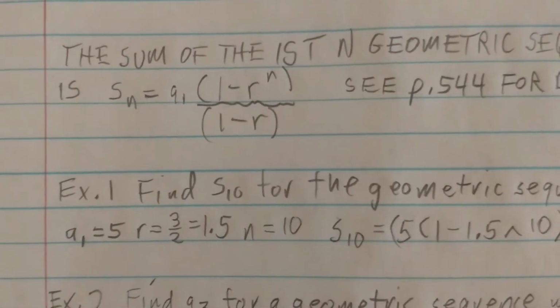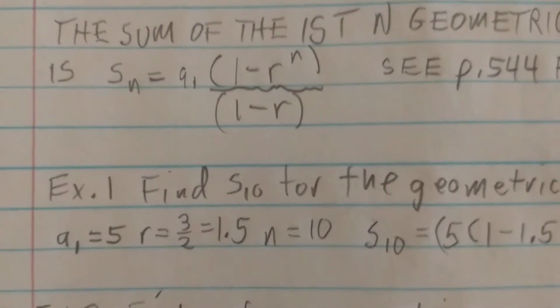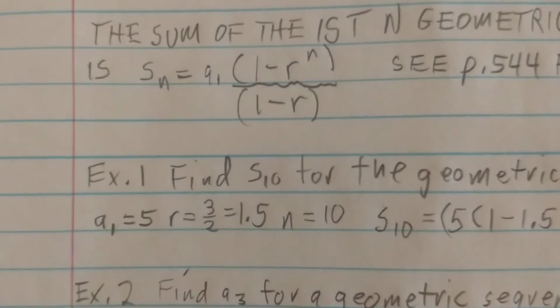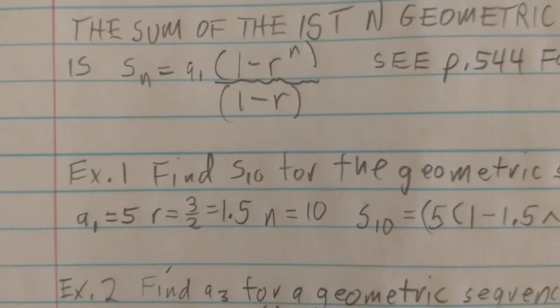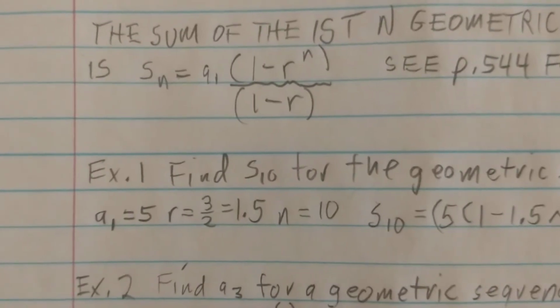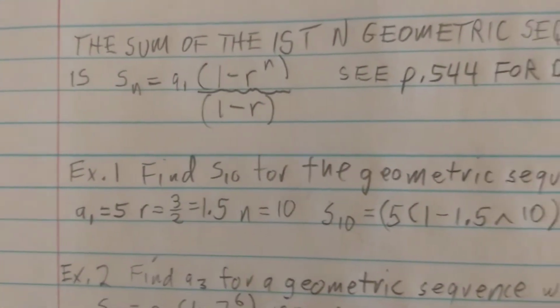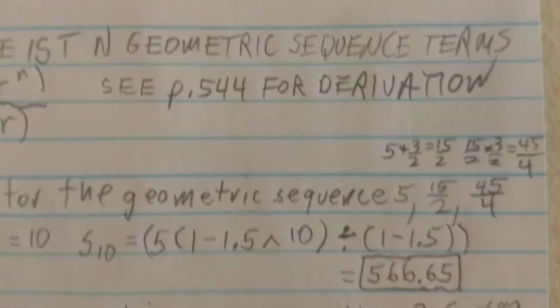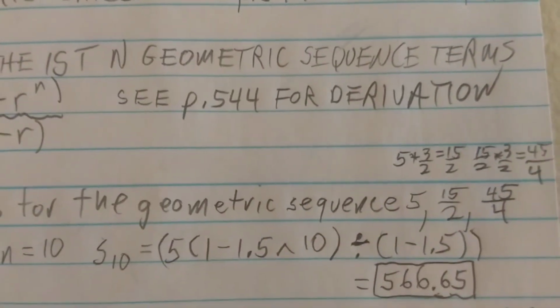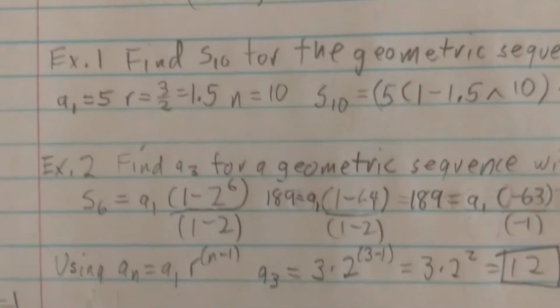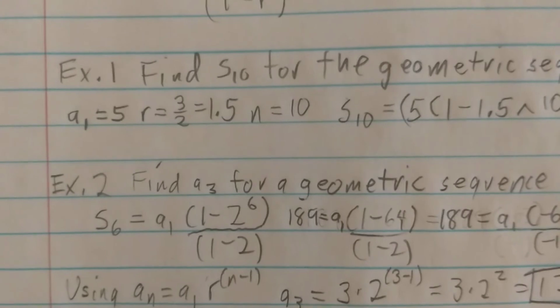All we need is the first term. S sub n is the first term a1, parentheses 1 minus the multiplying factor r to the n power, how many terms we want, over 1 minus r. And if you want to see how we got that formula, if you care, see page 544 for the derivation. Okay, let's learn how to plug into this for example 1.